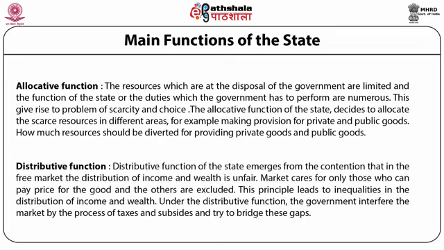The second function is distributive. The distributive function of the state emerges from the contention that in the free market, the distribution of income and wealth is unfair or unequal. The market cares for only those who can pay the price for the good, and the others are excluded. This principle leads to inequalities in the distribution of income and wealth. Under the distributive function, the government interferes in the market through taxes and subsidies and tries to bridge these gaps of income and wealth.